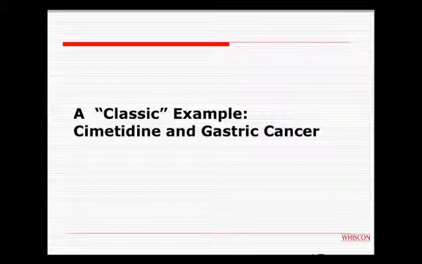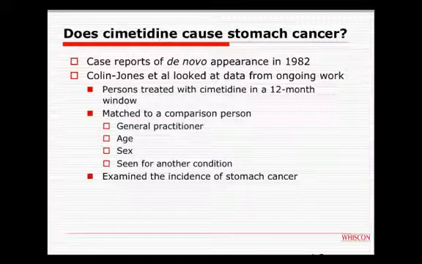Cimetidine is a potent drug for acid suppression in the stomach, which has been used for the treatment of gastric ulcer, other kinds of peptic ulcer, and for the diseases related to gastric hyperacidity. In the 1980s, when cimetidine was first introduced, it became widely used, and shortly after introduction, there were case reports of the occurrence of gastric cancer in people who had used cimetidine for a few months.